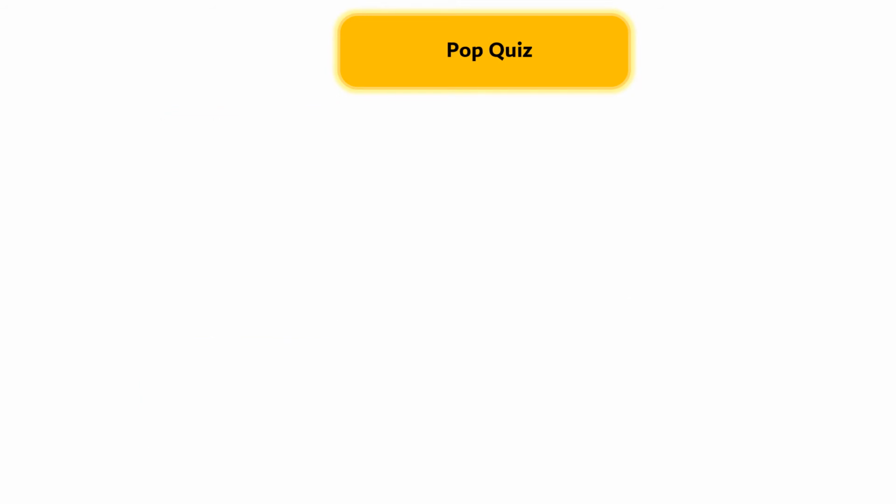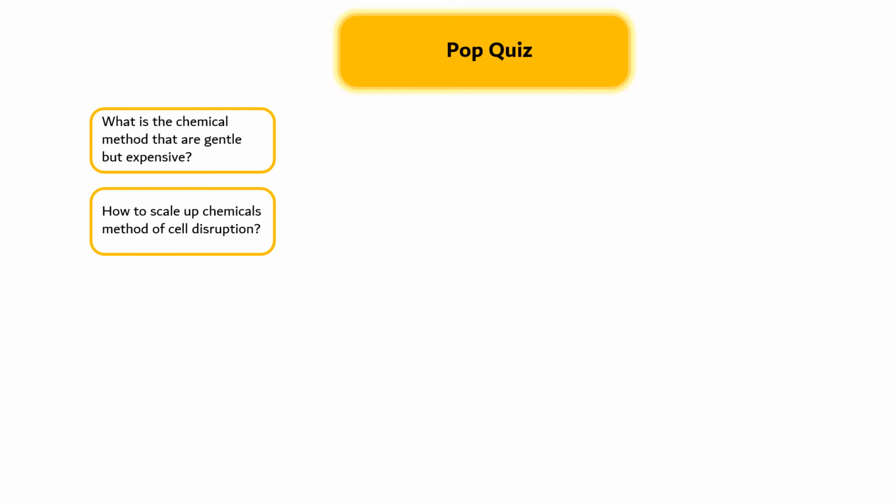Now is the time for pop quiz. Try to write down your answer when listening to the questions and discuss with your friends. First, what is the chemical method that is gentle but expensive? Second, how to scale up chemical methods of cell disruption? Third, what is the major problem in mechanical method of cell disruption?